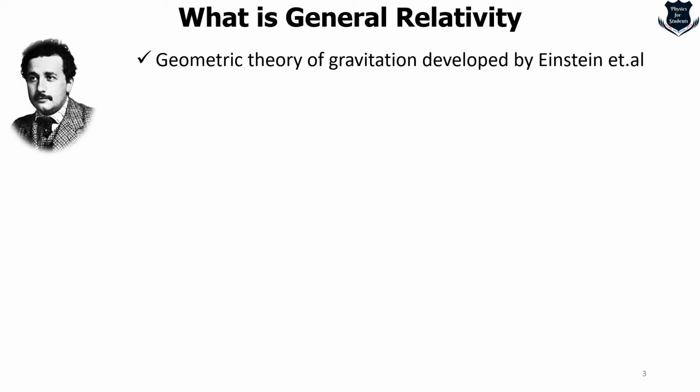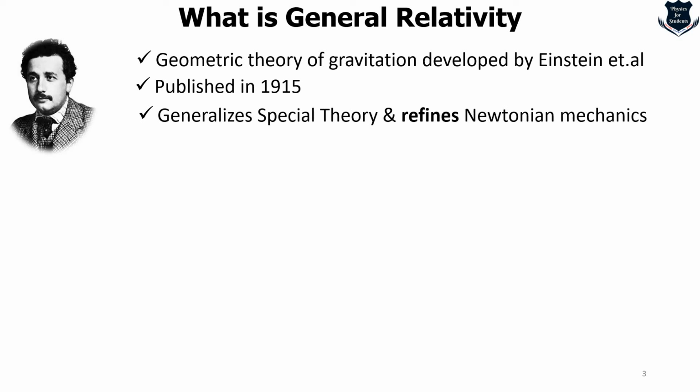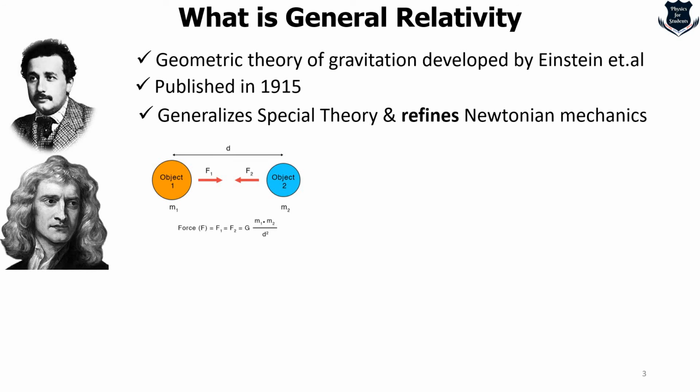General relativity, also known as the General Theory of Relativity, was developed by Einstein and others, and it is known as the theory of gravity. It is a geometric theory of gravitation published by Albert Einstein in 1915. It is the current framework for understanding gravity in modern physics. We can say that it is a refined way of defining gravity in terms of Newtonian mechanics, or you can say the general and special theory of relativity refines Newtonian mechanics.